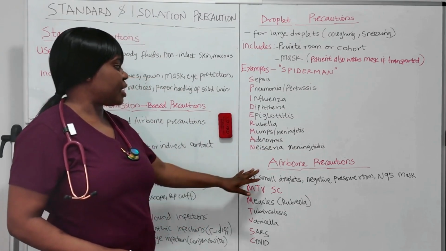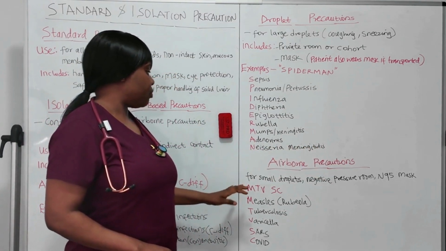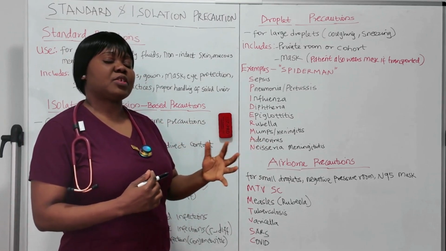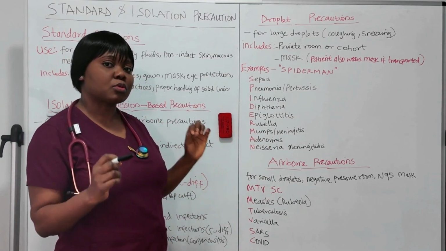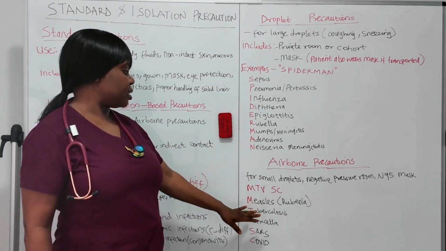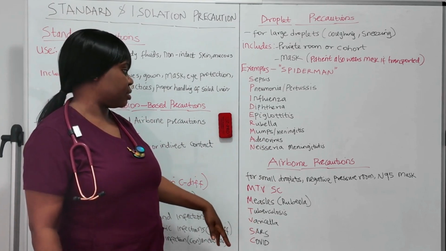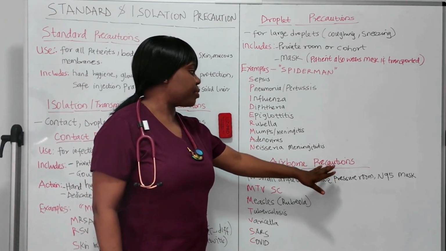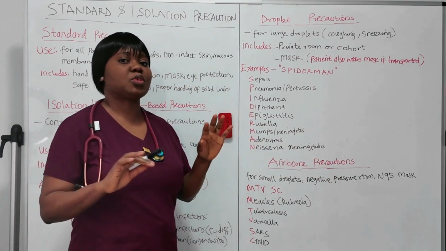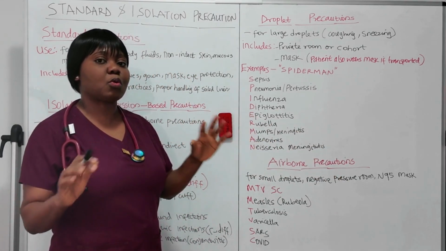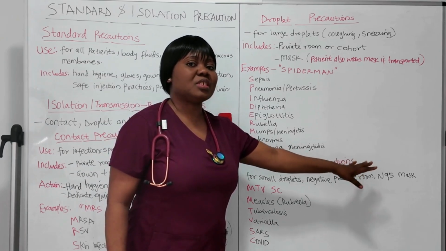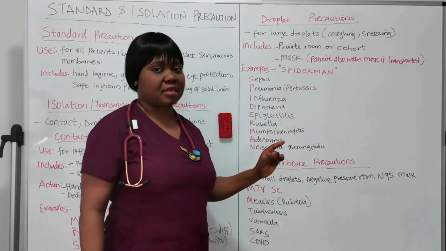And then N is for Neisseria meningitidis. Finally, airborne precaution. For airborne precaution, we use this for any infection that is spread through small droplets, like as seen in measles, tuberculosis. The patient needs to be nursed in a negative pressure room. Patient will not share the room with anybody, so you don't cohort. And then the nurse will need an N95 mask.